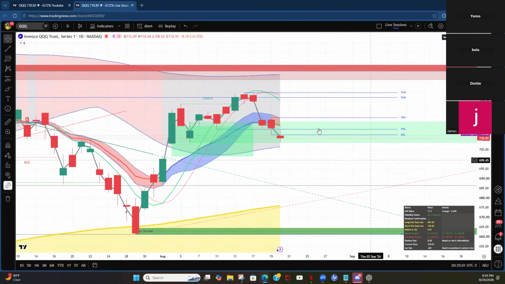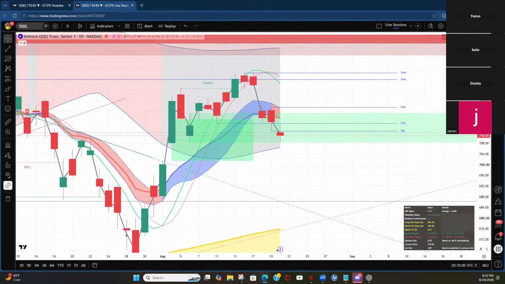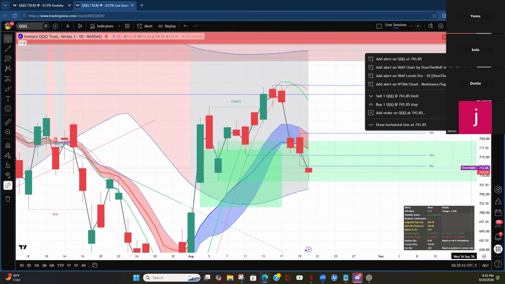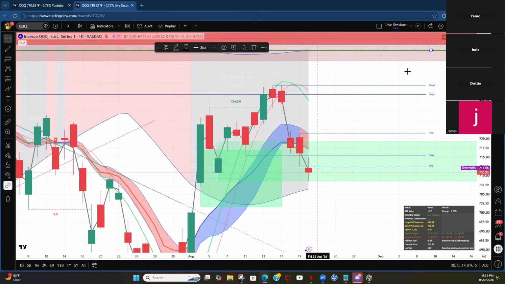So one thing that I'm watching on the Qs is that we're still in the WTMA cloud technically, right? If you are using the cloud as an indicator, I'm just drawing lines so you can see it visually. We have resistance up here at the top of the cloud. Wherever the top of the cloud is, as it's flowing and moving with us, you're using that as support and resistance. So we have support sitting around here.